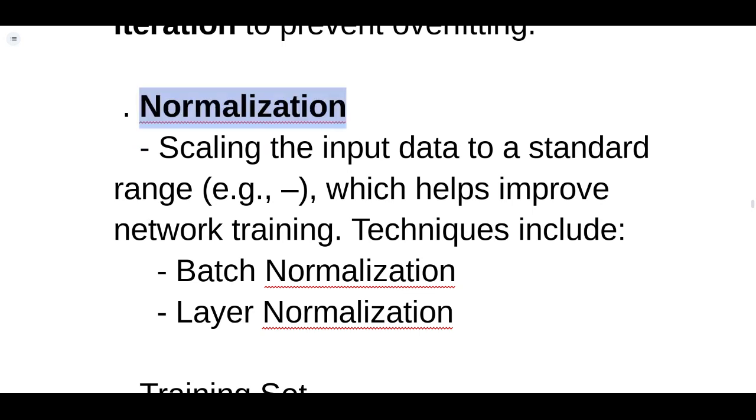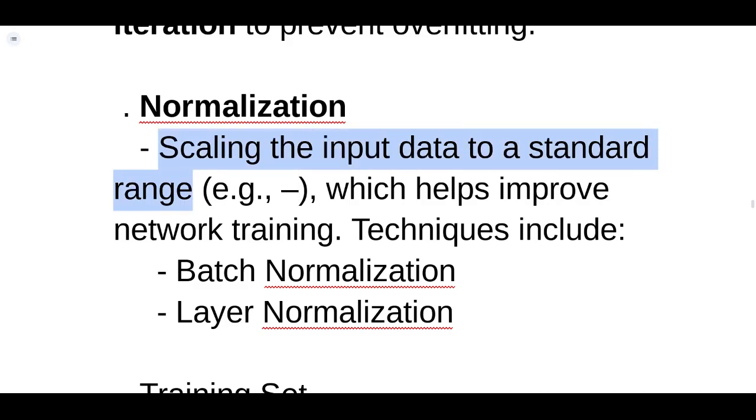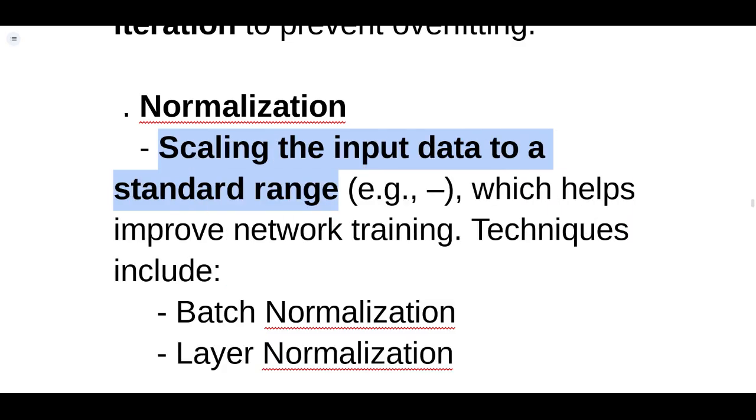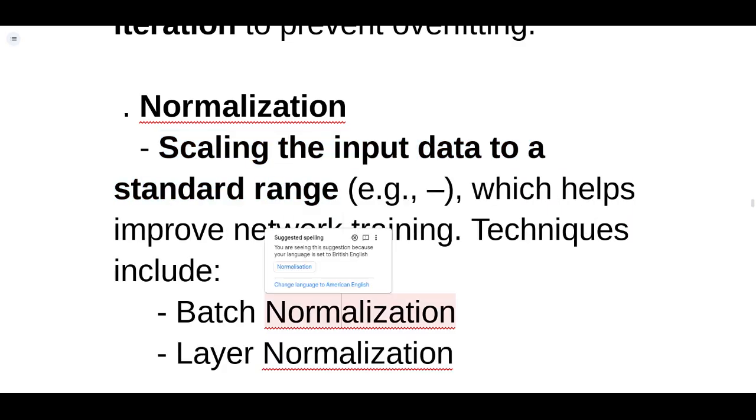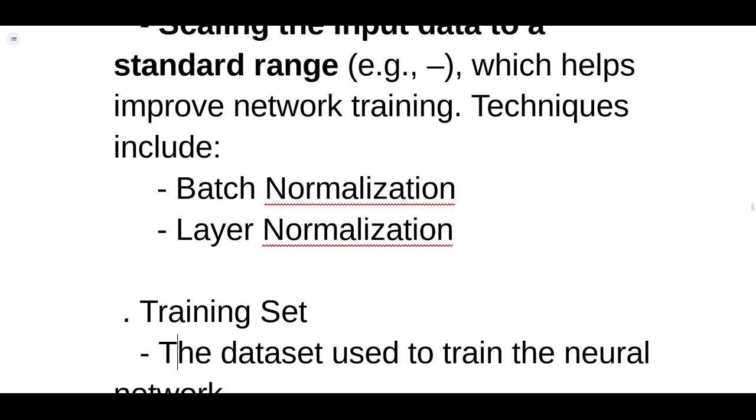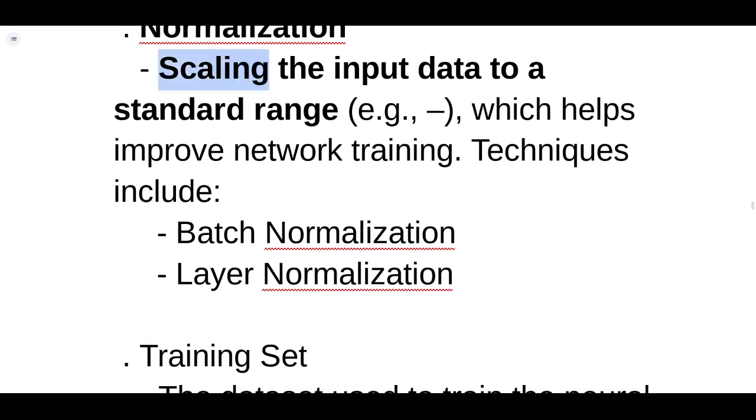Now, what is normalization? Normalization is scaling the input data to a standard range, which helps improve network training. So there's batch normalization and layer normalization. It is primarily about scaling to a standard range.